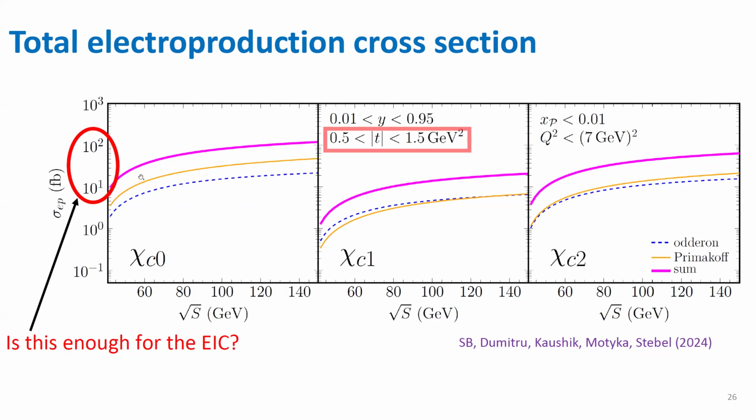So here again, the total cross-section is shown in magenta, and roughly the conclusion that you see from these plots is that the electroproduction cross-section is of the order of 10 to 100 femtobarns, depending also on the energy and a bit on the choice of the Chi-C quark-ordinate.